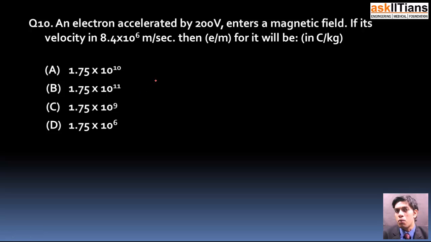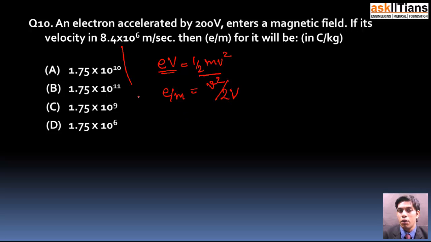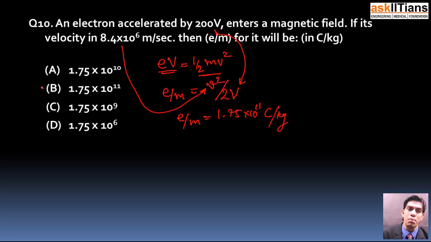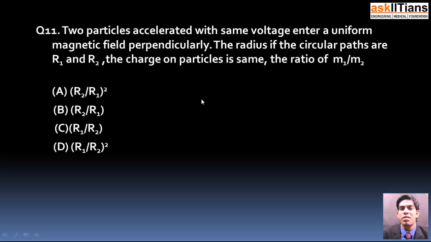An electron accelerated by 200 volt enters a magnetic field. If its velocity is 8.4 into 10 to the power 6 meter per second, then for e by m, what will be the value? We know that eV is the accelerating potential energy which is given to the electron. This equals the gain in kinetic energy. It's starting from rest, so it gains this much amount of kinetic energy resulting in the speed. So e by m actually comes out to be v square, that is speed square, divided by 2 times the voltage that is being supplied. If we substitute the value of v, that is speed, and the voltage, we will see that e by m actually comes out to be 1.75 into 10 to the power 11 coulomb per kilogram. Hence B over here is the correct answer. So let's try the next problem.